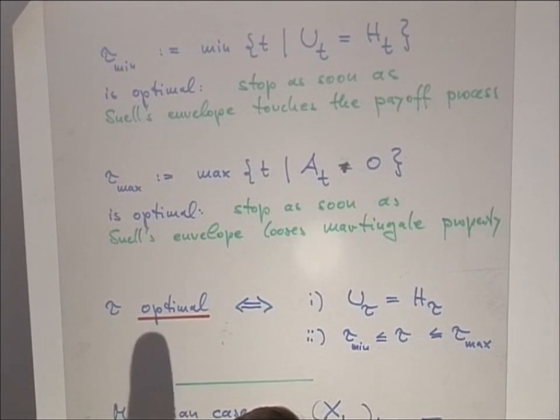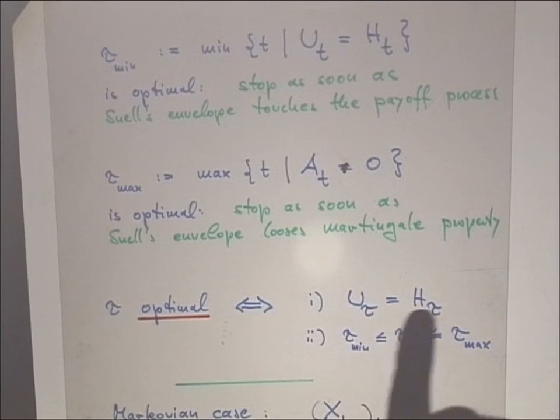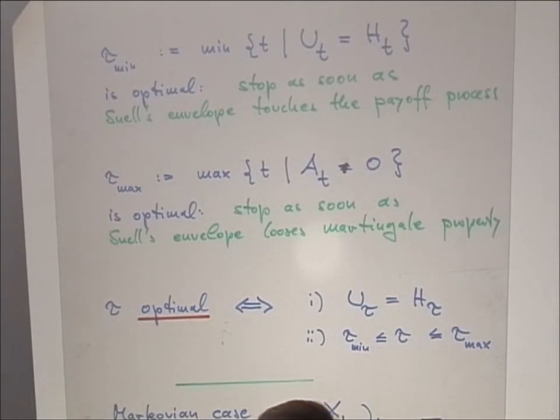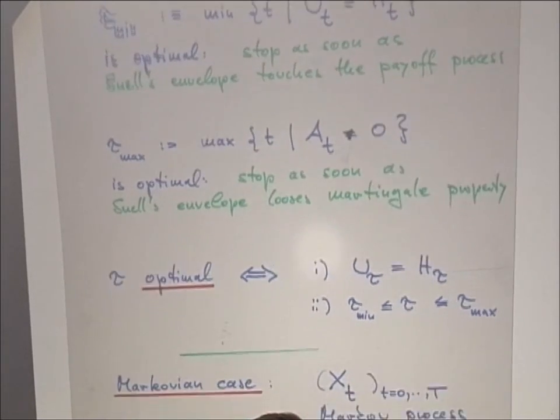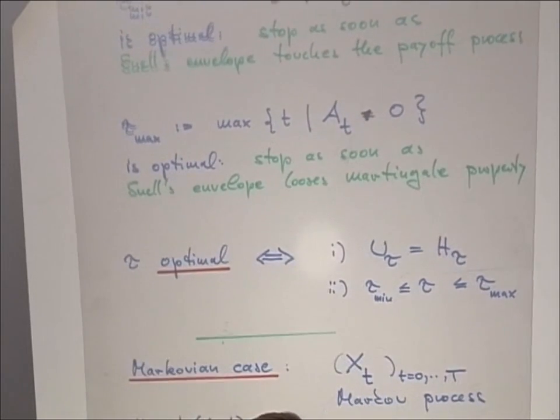And the characterization of optimal times is that tau is optimal if and only if you touch at that moment and you have not waited too long. So tau lies between these two stopping times, and in that sense this is the minimal optimal stopping time and this is the maximal optimal stopping time.